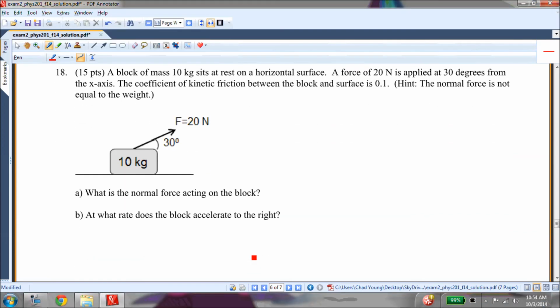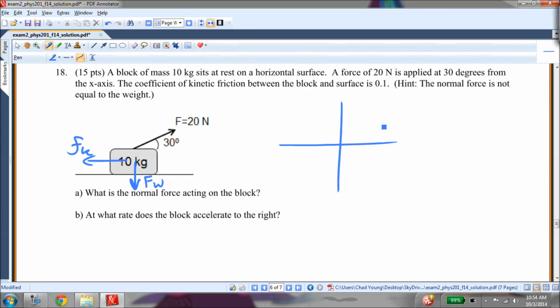All right, I have one more here. This one's a little easier. I have a force of 20 newtons applied 30 degrees from the x-axis. The coefficient of kinetic friction is 0.1. And what is the normal force, and what rate does the block accelerate to the right? Let's first just draw all the forces. I have my weight, and I have my kinetic friction because I know that it's moving to the right.